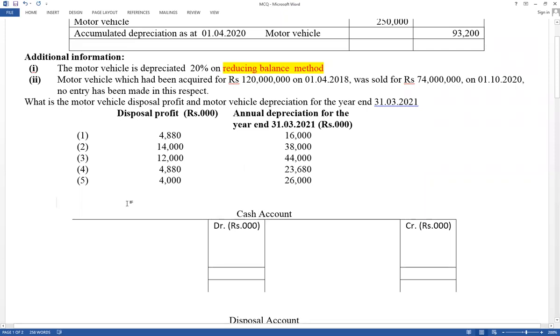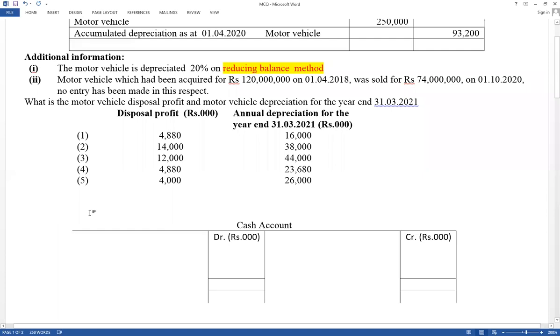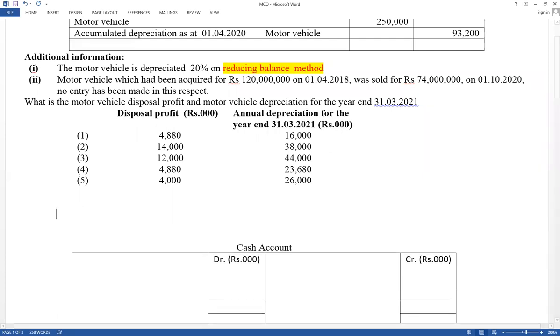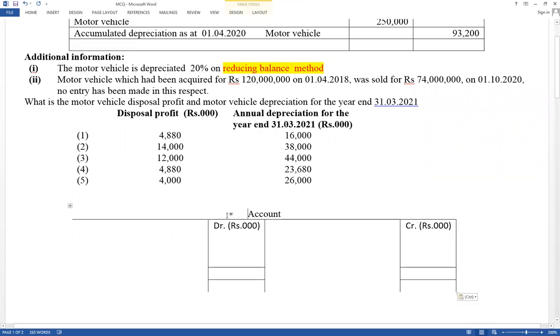For that you have to prepare motor vehicle depreciation expense accounts. Therefore, you have to prepare a motor vehicle depreciation expense account also. Why do we have to prepare depreciation expense accounts? To record annual depreciation.